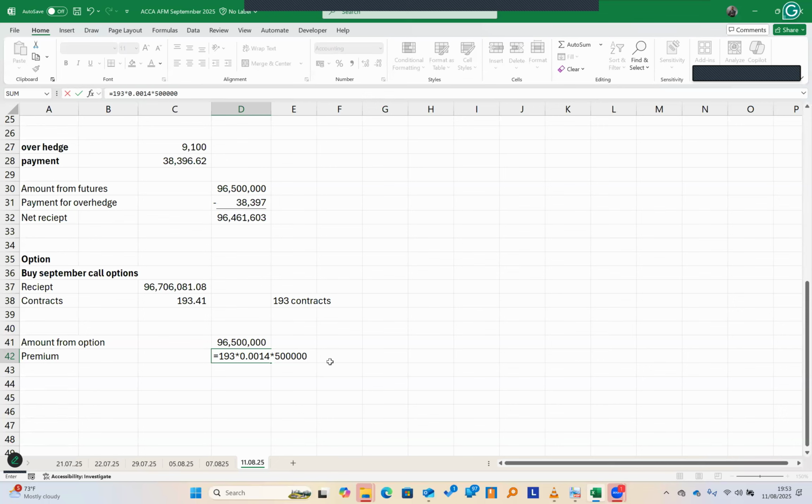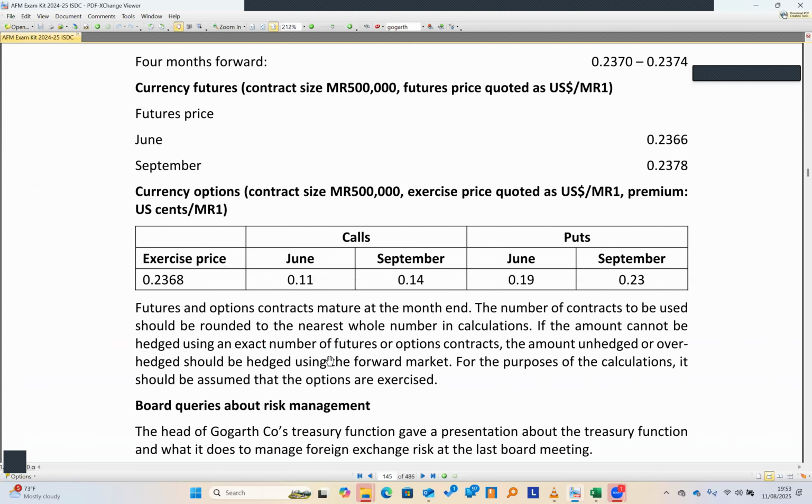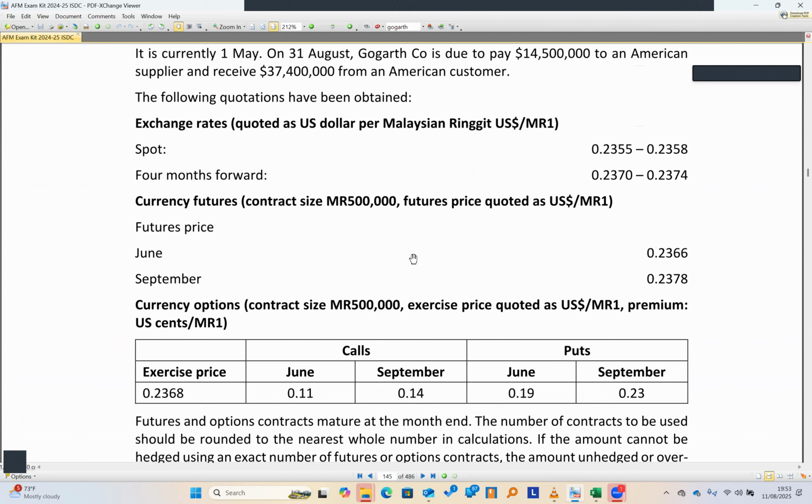Okay? So I need to convert it to Malaysian ringgit. And I'll do that at the spot rate. Because when you are going through this contract, you actually pay the premium right away. So I pay the premium right now on 1st May. So I'll have to use the spot rate. Now the spot rate, we have 0.2355 and 0.2358.